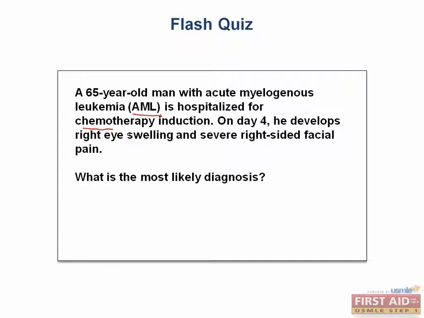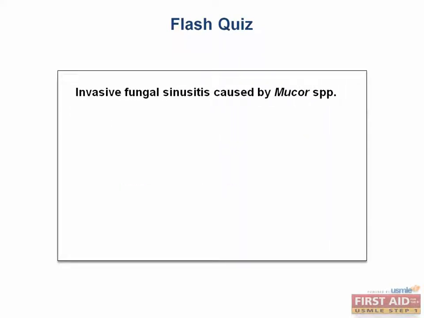Okay, let's think about this one together. The clues here are AML, chemotherapy induction, and severe right-sided facial pain. So what do they want you to say? Let's put these 3 things together, and the answer is invasive fungal sinusitis. And the organism that they're going to want you to identify most likely is going to be the Mucor species, or Rhizopus. Can you think of one other fungal organism that causes invasive fungal sinusitis? The answer is Aspergillus.